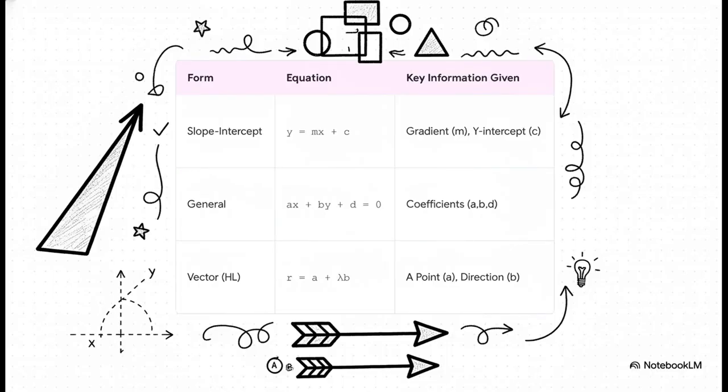Okay, this table right here is basically your cheat sheet. Seriously, if you want, pause here and grab a screenshot. It lays it all out perfectly. Slope-intercept gives you steepness and a starting point. General form gives you these raw coefficients, and the vector form gives you a point and a direction. Being able to switch between these isn't just a neat trick, it's a superpower come exam time.